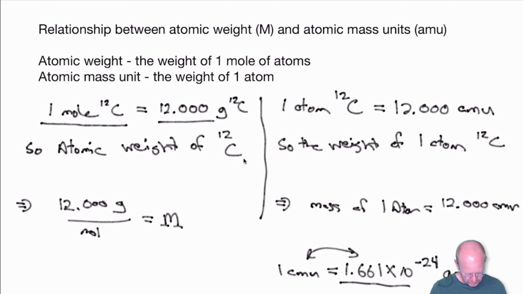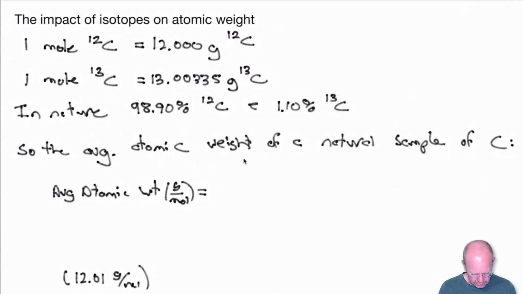Most of the time we're going to be using macroscopic scales, but sometimes we want to think about the mass of one atom. So let's talk just a little bit more about the molecular weight. We know that elements exist in nature with multiple isotopes. Sticking with carbon as the example, using the convention I just talked about, 1 mole of carbon-12 equals exactly 12 grams of carbon-12.